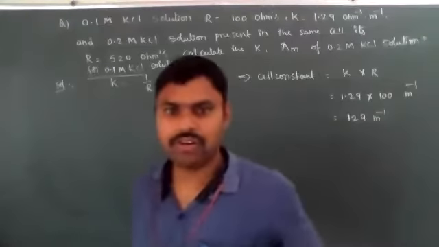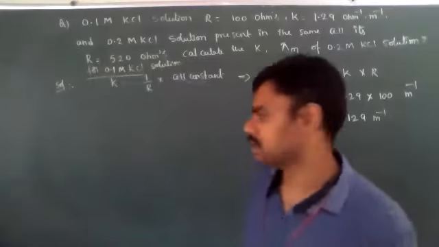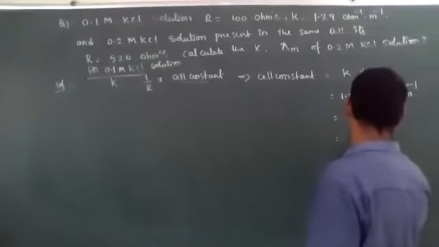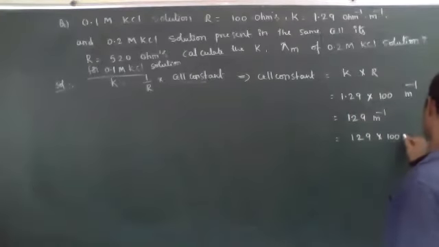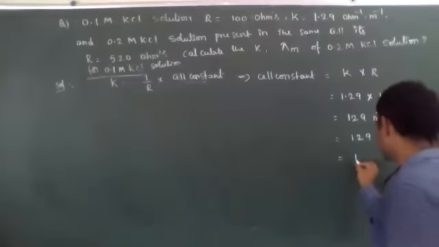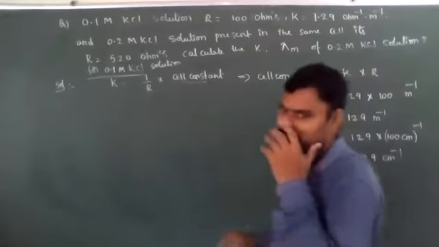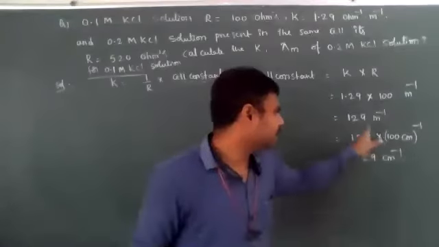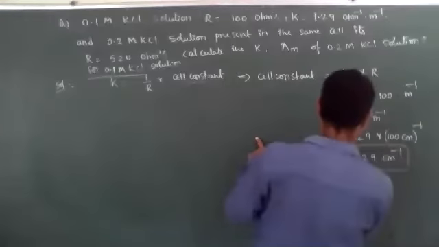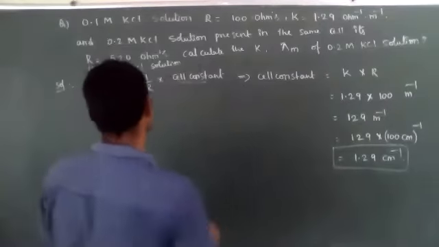129 meter inverse. So 1 meter is equal to how many centimeters? 100 centimeters. Means 129 into 100 centimeter inverse, means 1 by 100 again, it is equal to 1.29 centimeter inverse. So the cell constant value for the electrolytic cell is equal to 1.29 centimeter inverse or 129 meter inverse.